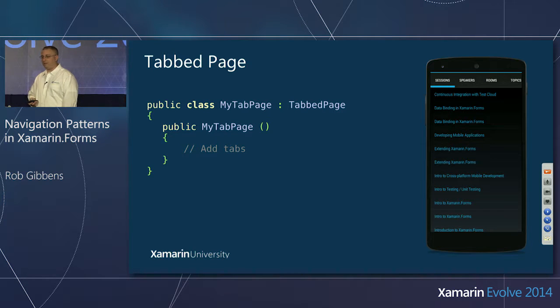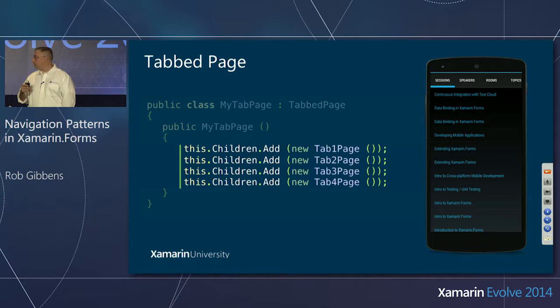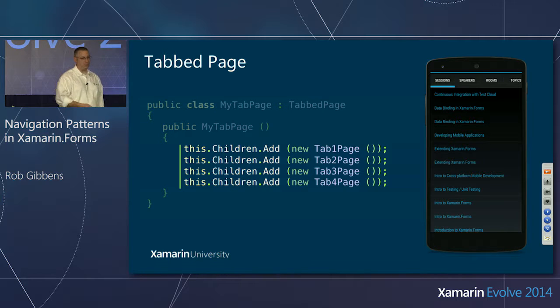In order to create a tab interface, we'll start by creating our custom class, deriving it from tabbed page. And then in the constructor here, all we need to do is add our new pages to the children collection of the tabbed page. Now, I name these Tab 1, Tab 2, Tab 3, Tab 4 page. These are just content pages. They could be whatever you want. They could be navigation pages, content pages, carousel pages. You can integrate all of these together.